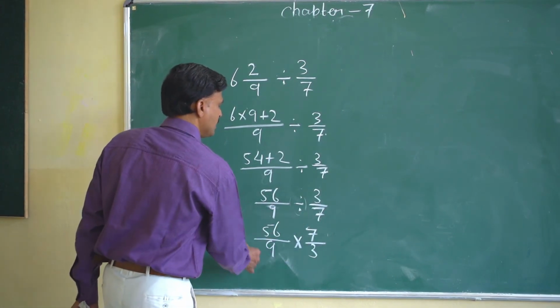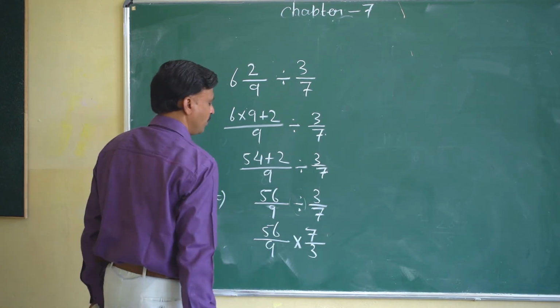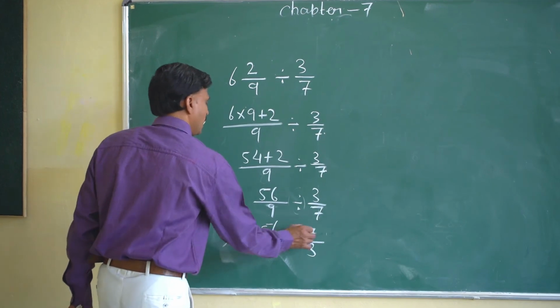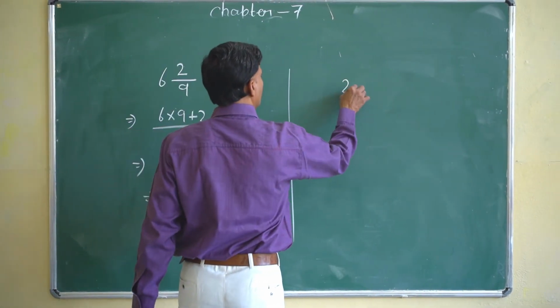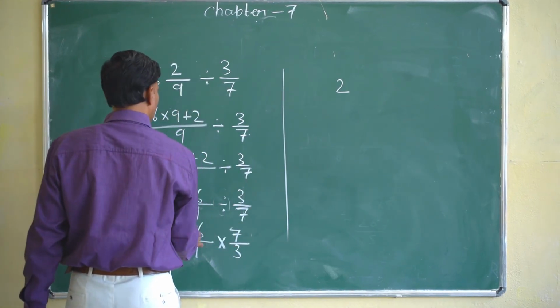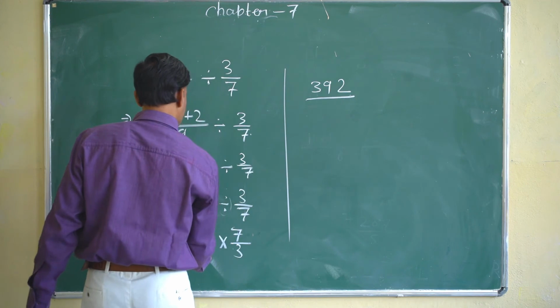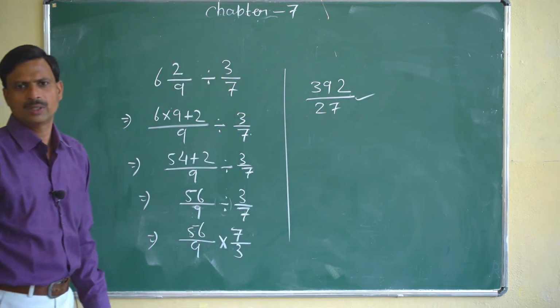Now we'll see if any cancellation is there. We'll see that no number is cancelling. So we'll multiply 56 by 7. 7 sixes are 42, 7 fives are 35, plus 4, 39, and this is 27. So this is the solution.